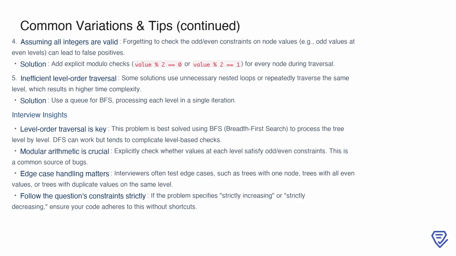Additionally, this problem highlights several key insights for interviews. BFS is the preferred approach for clarity and efficiency when processing the tree level by level. While depth-first search, or DFS, can work, it tends to make level-based checks more complex. Modular arithmetic is crucial for ensuring odd and even constraints are met, and edge cases are often tested by interviewers, so handling scenarios like single-node trees, all even values, or duplicate values is essential. Finally, it's vital to strictly follow the problem's constraints, such as enforcing strictly increasing or strictly decreasing conditions without shortcuts.